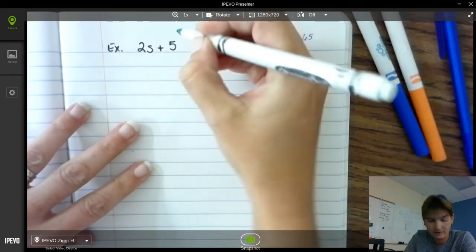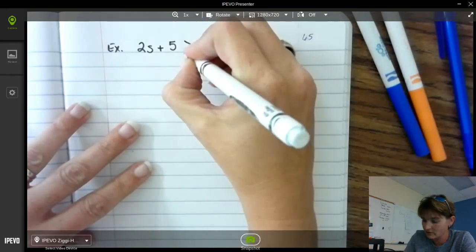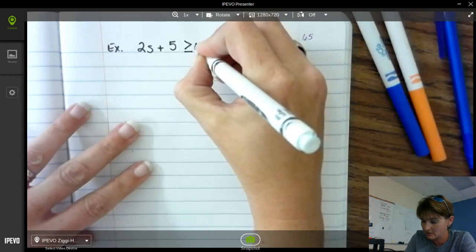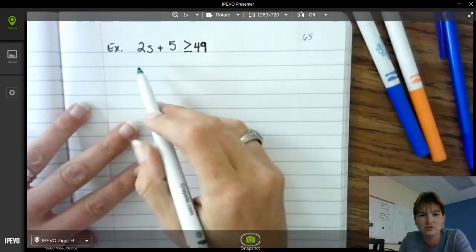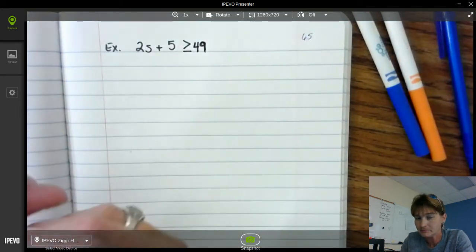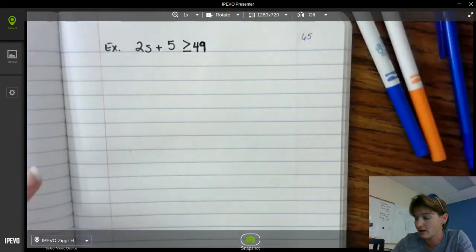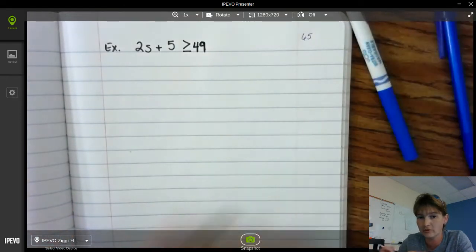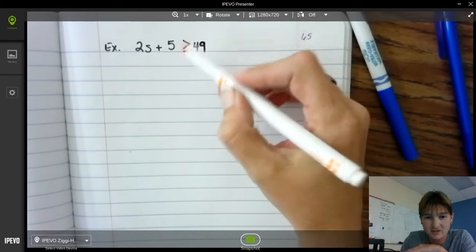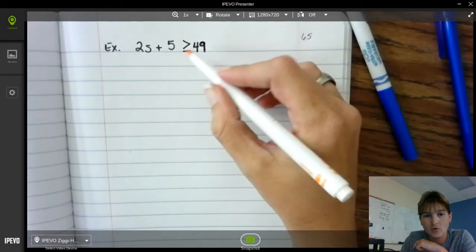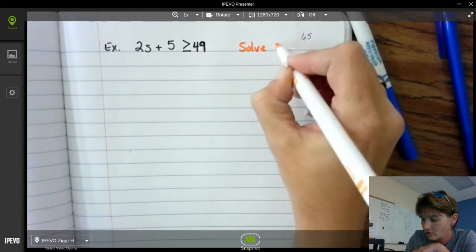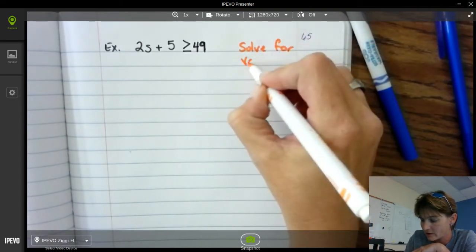2s plus 5 is greater than or equal to 49. Okay, so 2s plus 5 is greater than or equal to 49. All right, so again, first step is to solve the problem as if it's an equation. Don't worry about the symbol just yet. So solve for the variable.